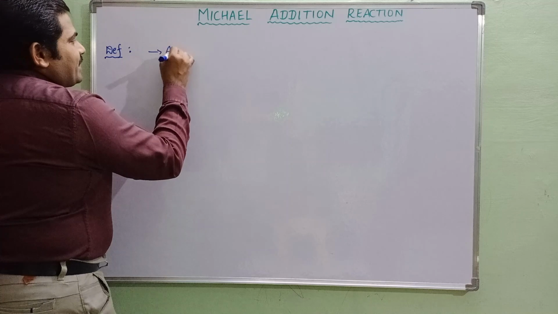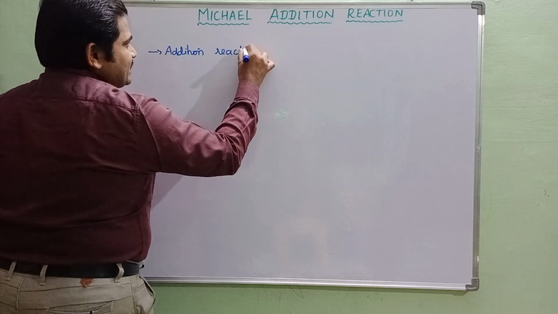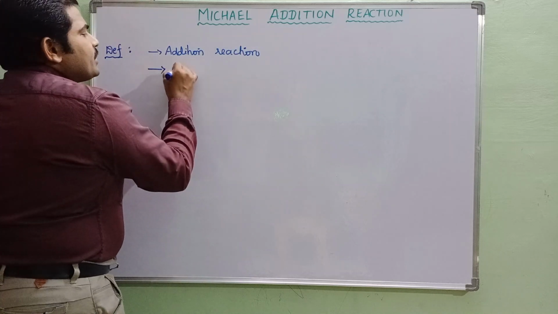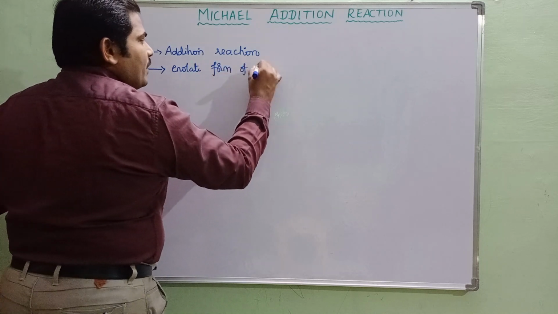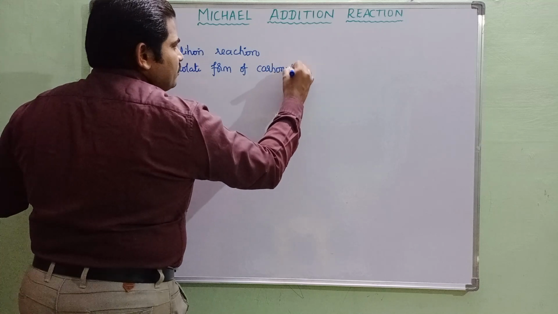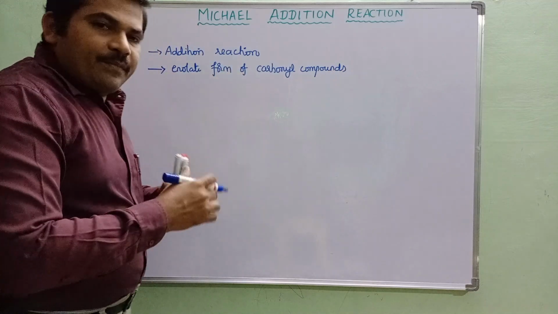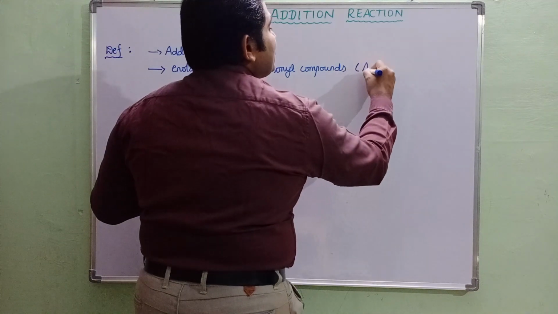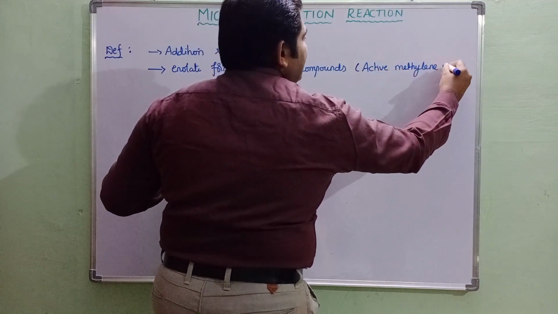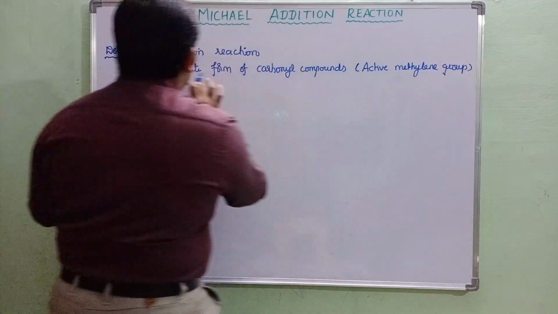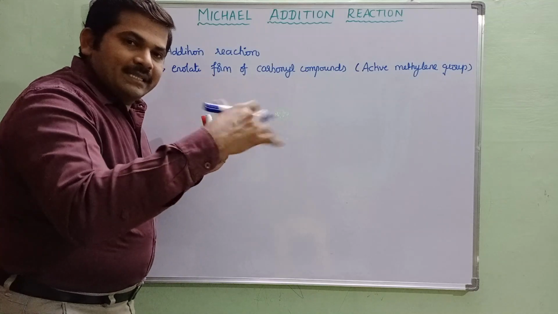It is an addition reaction in which enolate forms of any carbonyl compound... In the previous name reactions, we have discussed these enolates. Generally, what type of compounds undergo enolate formation? Active methylene group containing compounds. Active methylene group containing compounds are called enolate forms of carbonyl compounds because they readily produce H plus ions in presence of base.